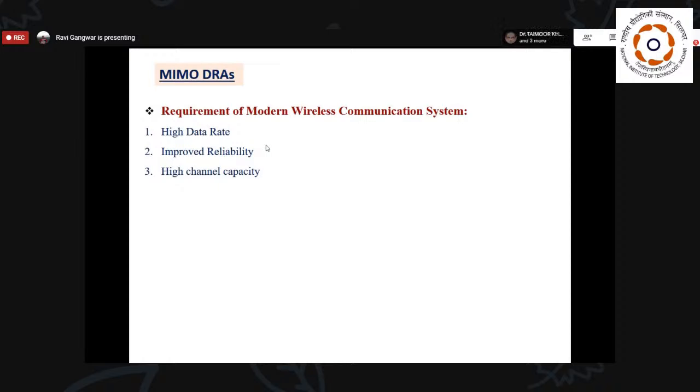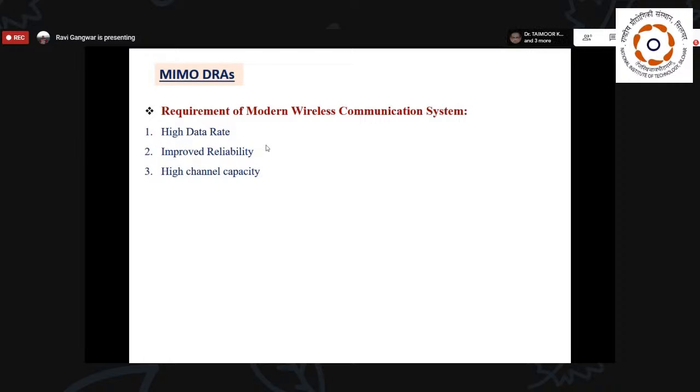Then the third one is high channel capacity, which is an important scenario in the current situation, where our task is to provide services to each and everyone. That means whatever communication system we develop should be able to accommodate all the users which are currently available.